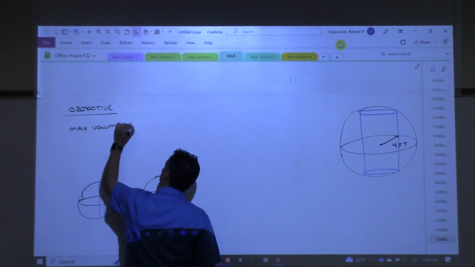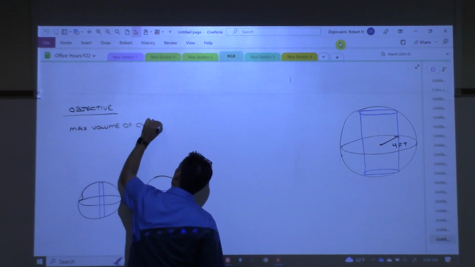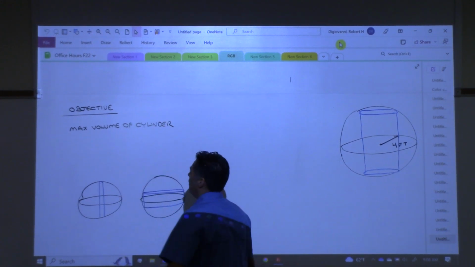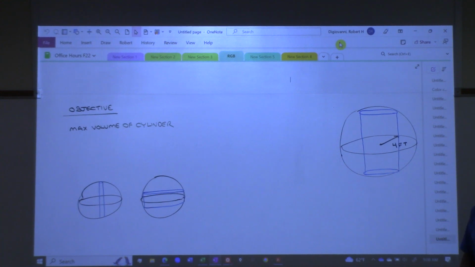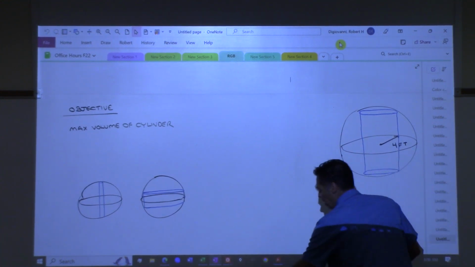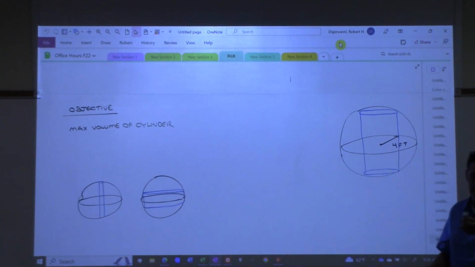right, of the cylinder. Right, that's what we want. The maximum volume of the cylinder. Now look at the blue cylinder here. What is the volume of any cylinder? We need a formula for that, right? So this is in our reference sheets.